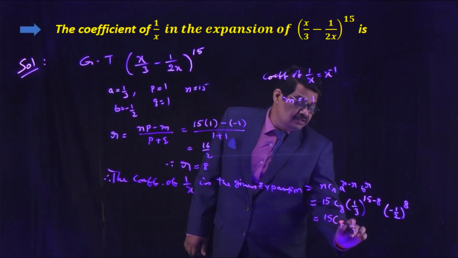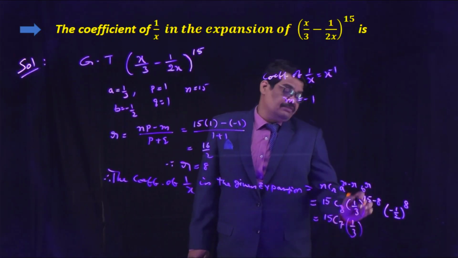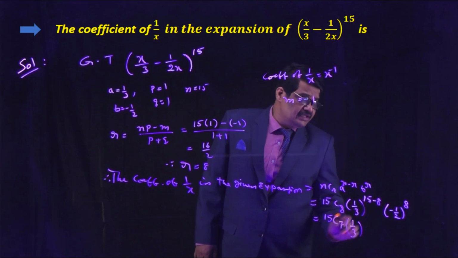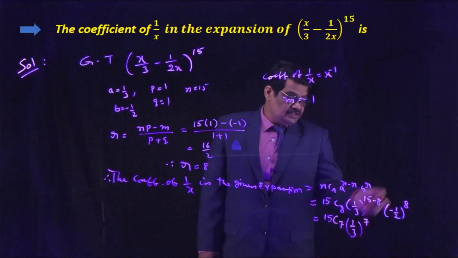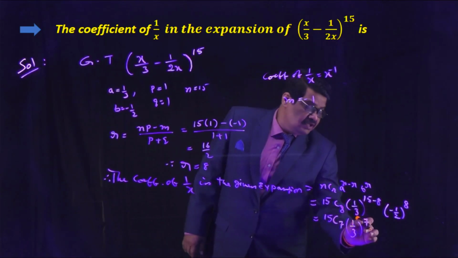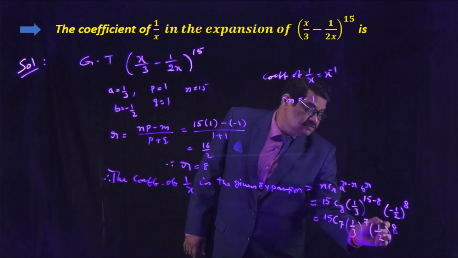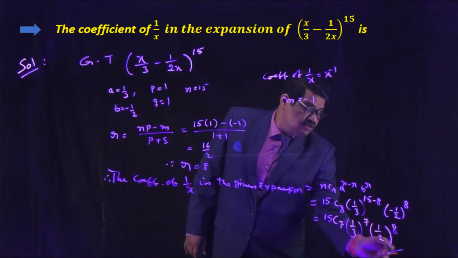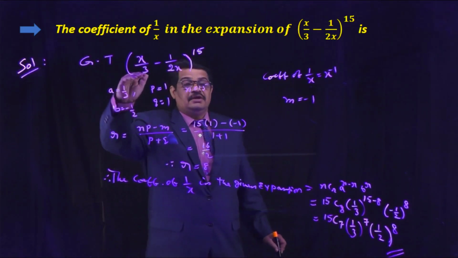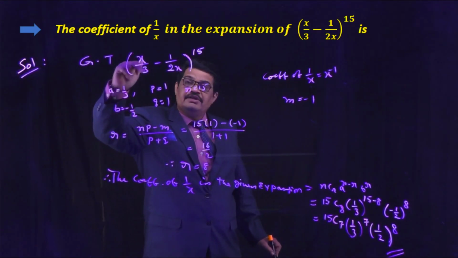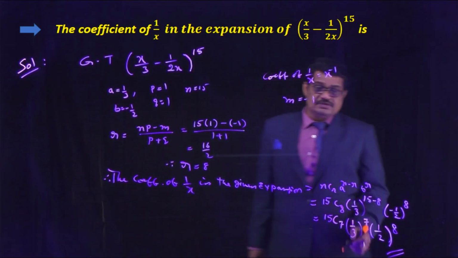Here 1 by 3 whole power 15 minus 8, that is 7. Here minus 1 by 2 whole power 8, the power is even, so we get 1 by 2 whole power 8. So this is the coefficient of 1 by x in the given expression, x by 3 minus 1 by 2x whole power 15. So this is the answer.